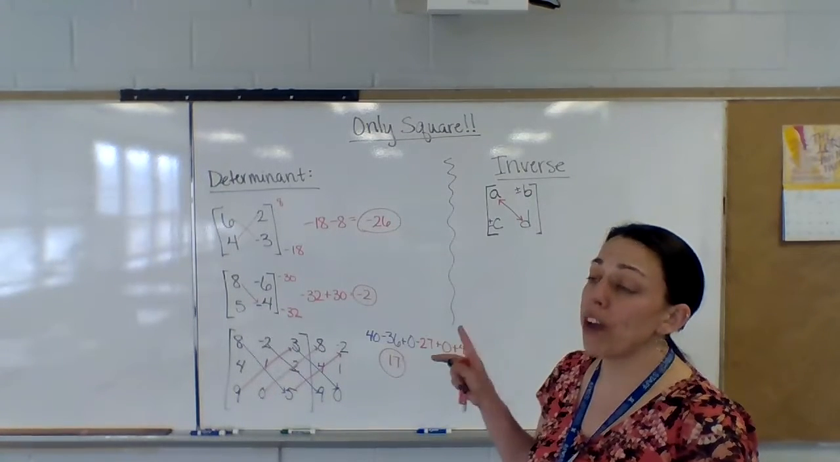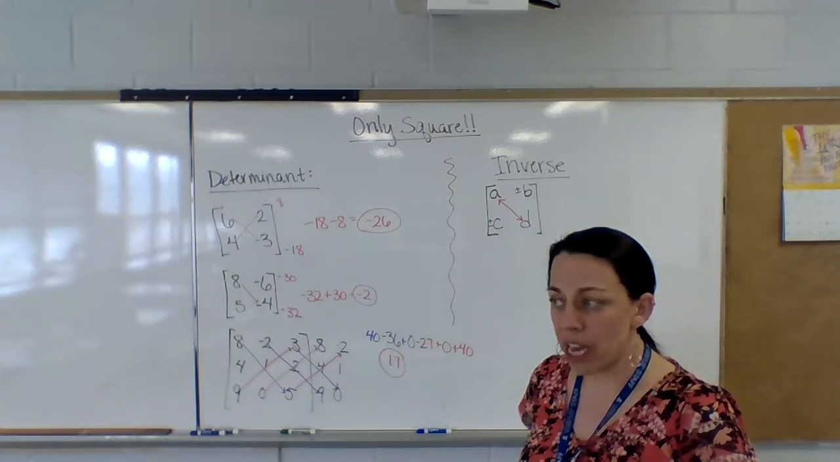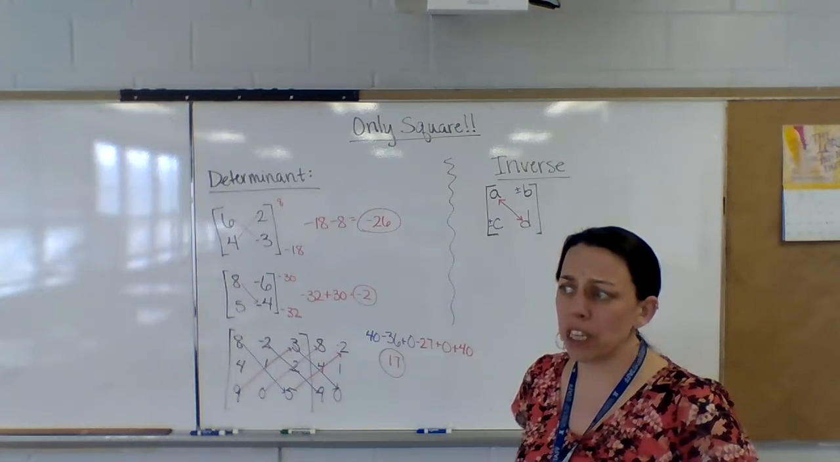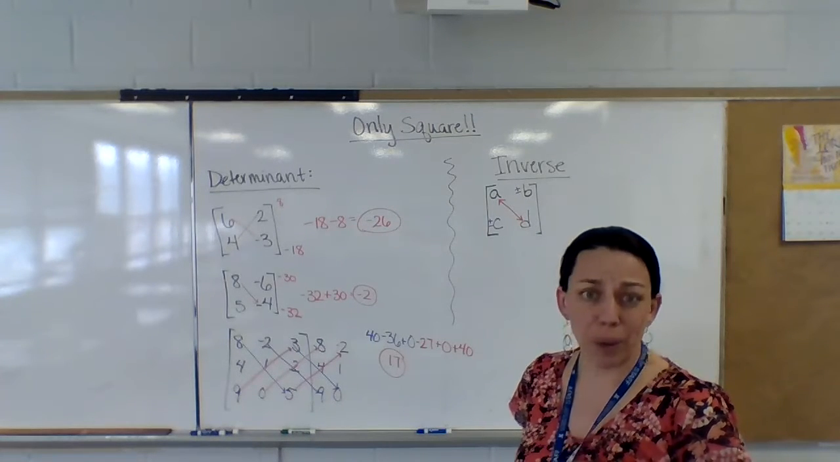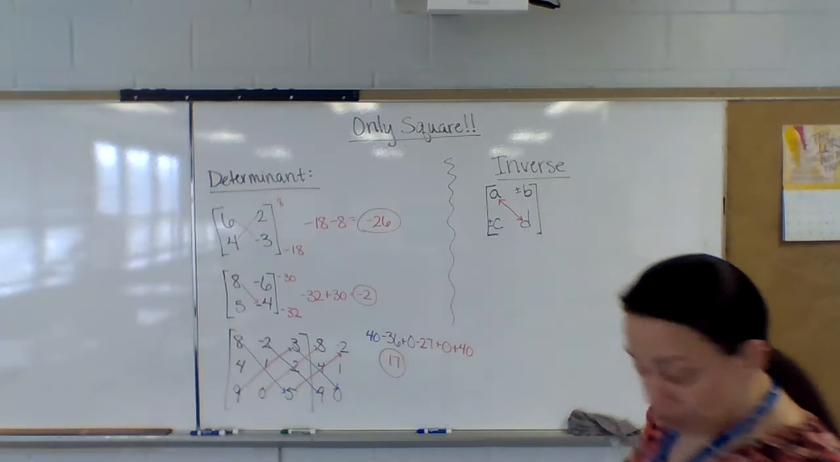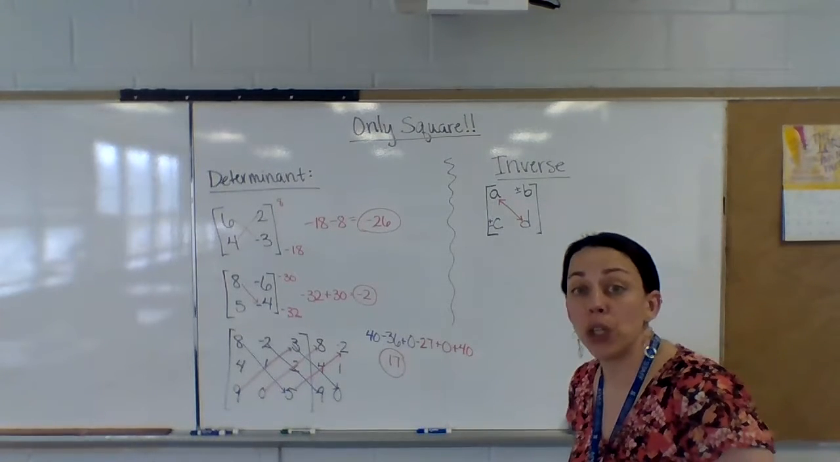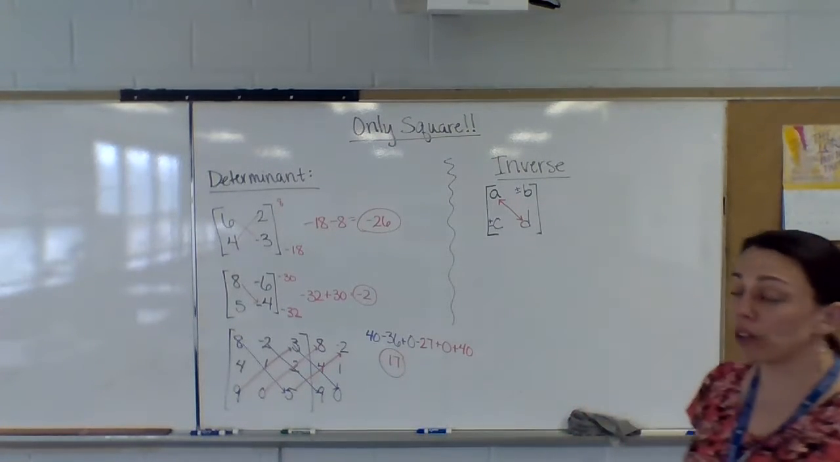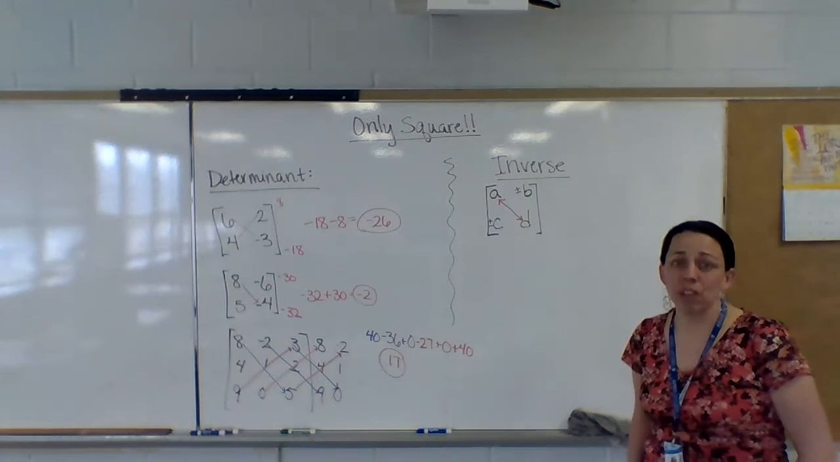And so a couple other things. Number one, we are only finding the inverse of a 2 by 2. You do not have to find the inverse of a 3 by 3. I mean, if we were going to spend years and years in matrix math, I would make you know how to do it, but we're spending one chapter and we're going to be done in a few days. So after our determinant, the next thing we did was find the inverse.